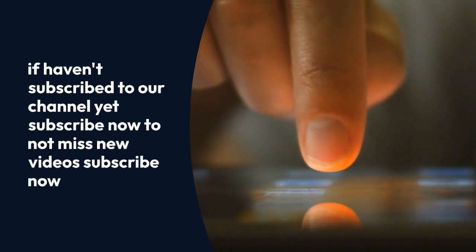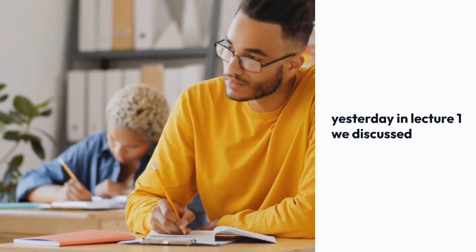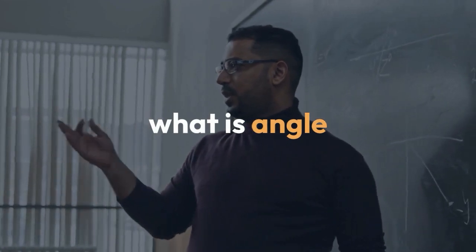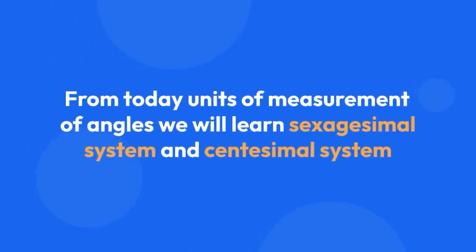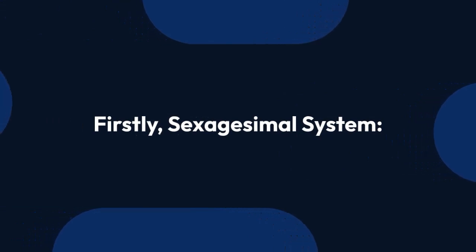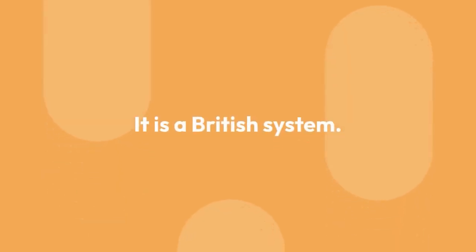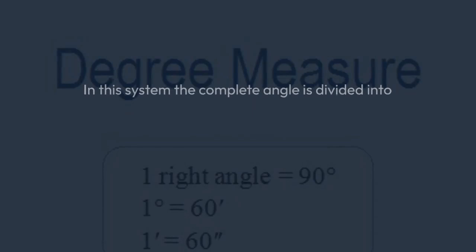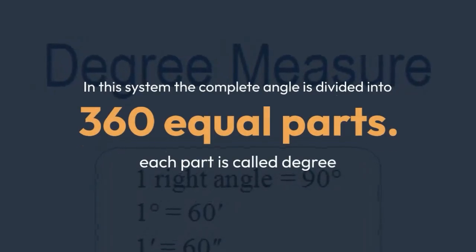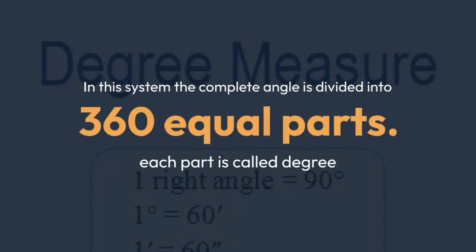Yesterday in lecture 1 we discussed what is angle. From today, units of measurement of angles, we will learn sexagesimal system and centesimal system. Firstly, sexagesimal system. It is a British system. In this system, the complete angle is divided into 360 equal parts. Each part is called degree.